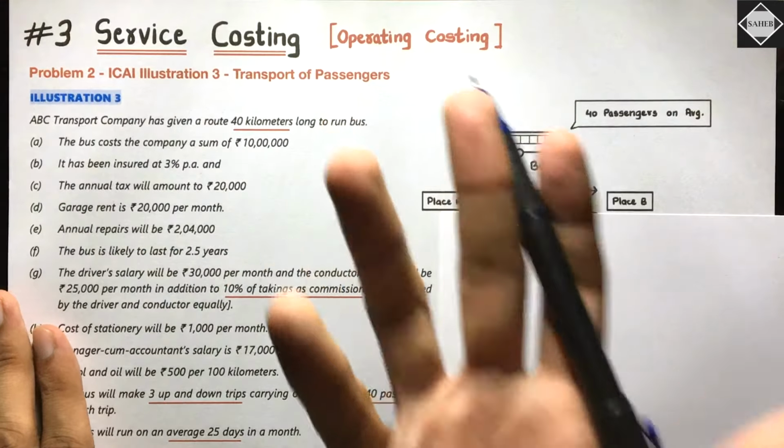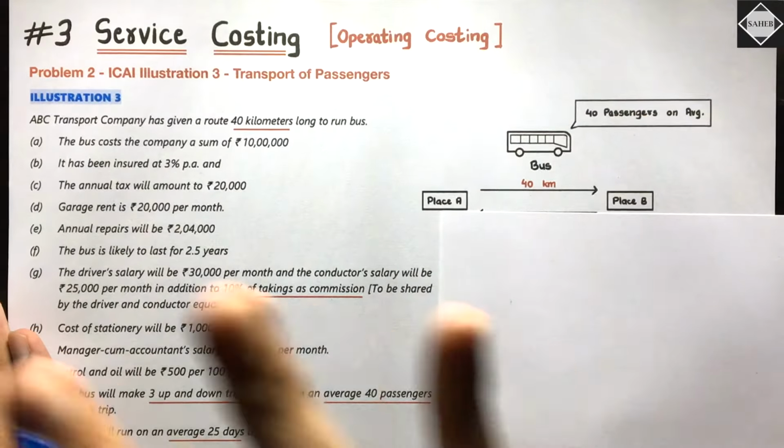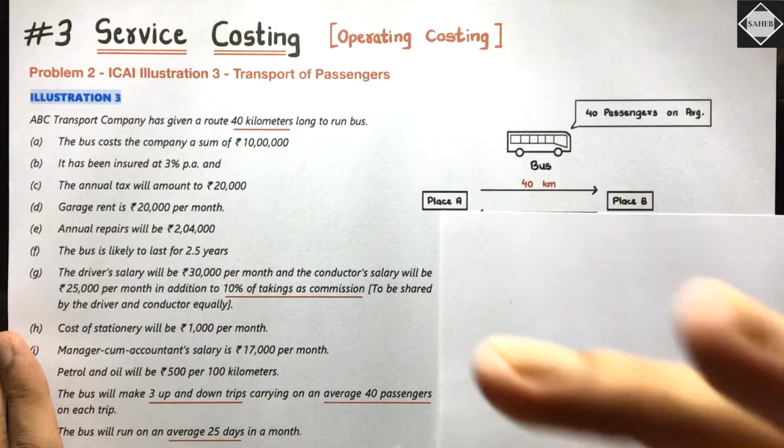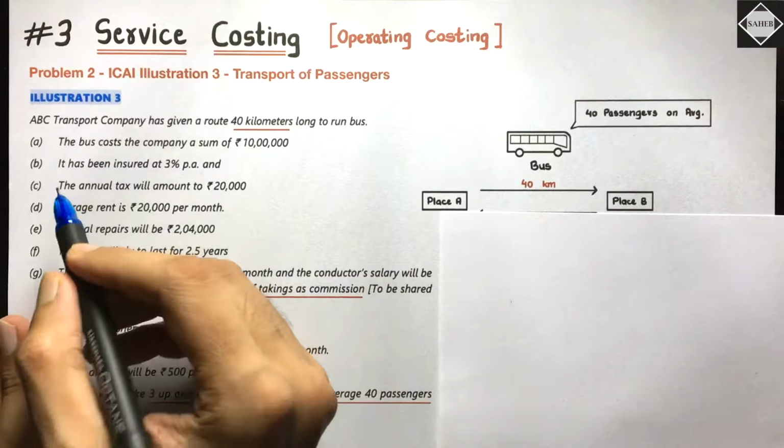Why have they given us the cost of the bus? Can we take this 10 lakh in the operating cost sheet? No, we can't. We will only take the depreciation. We will come to know more about depreciation later, so let's move on.